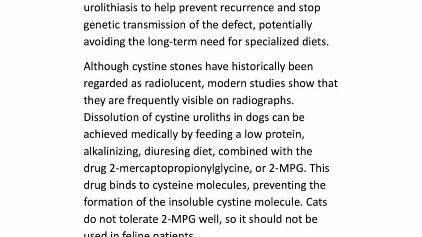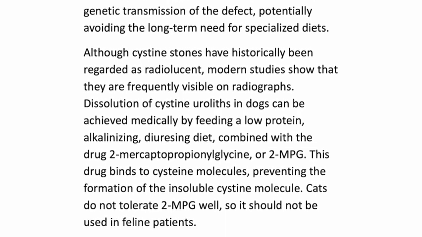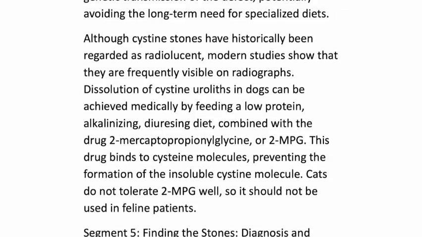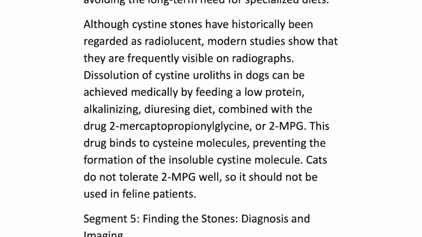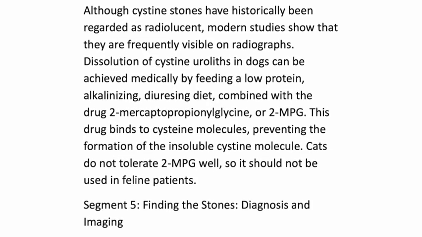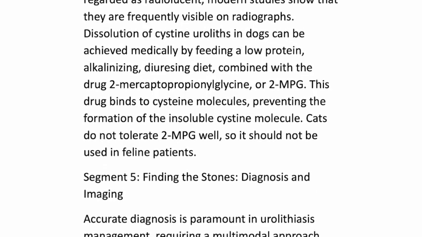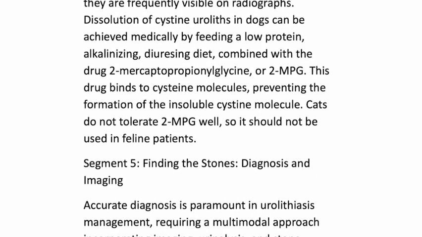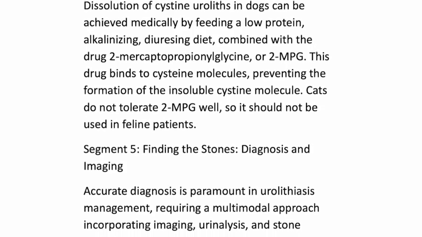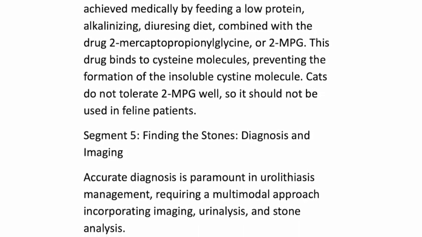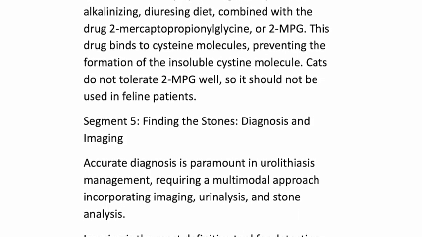Dissolution of cystine uroliths in dogs can be achieved medically by feeding a low-protein, alkalinizing, diuresing diet combined with the drug 2-mercaptopropionylglycine, or 2-MPG. This drug binds to cystine molecules, preventing the formation of the insoluble cystine molecule. Cats do not tolerate 2-MPG well, so it should not be used in feline patients.